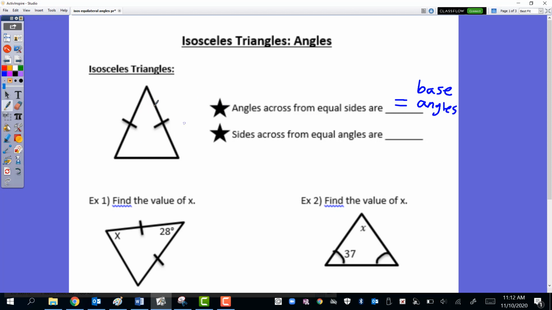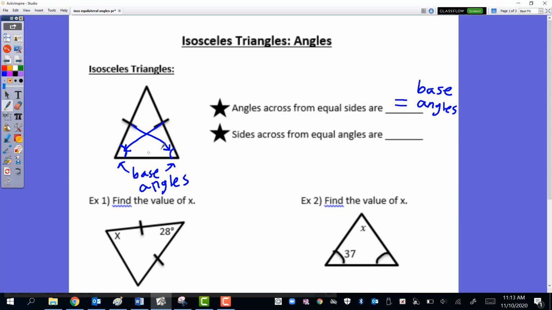So if I look at this picture, I know that these are the equal sides because they have the tick marks. So what is the angle across from this tick mark? Well, it's going to be the angle that is not touching this side. So that's going to be this angle. And then across from this tick mark is this angle down here. So those would be your base angles, and they are equal to each other.